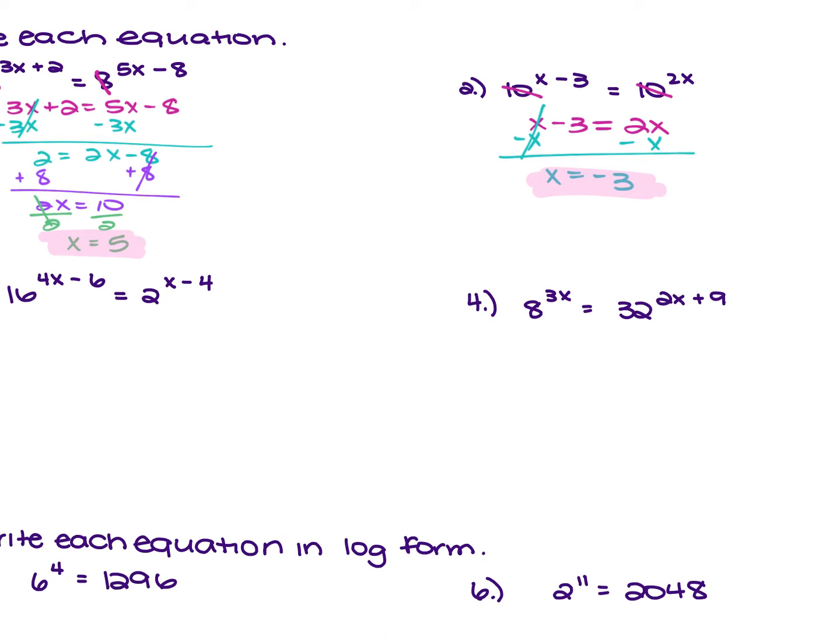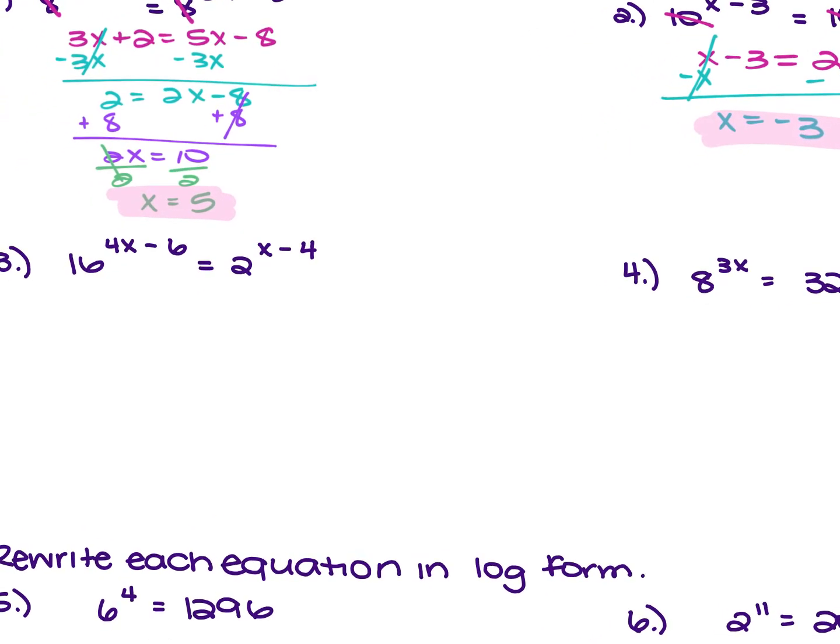For number 3, we have 16 to the power of 4x minus 6 is equal to 2 to the power of x minus 4. Now, with this equation, your two bases on both sides are not the same. So you want to turn them into the same number. The 2 is the smaller number out of the two bases, so turn the 16 into 2 to the power of something. 16 is 2 to the 4th power. So that's 2 to the 4th power times the power of 4x minus 6 is equal to 2 to the power of x minus 4.